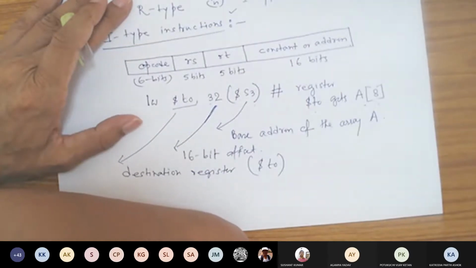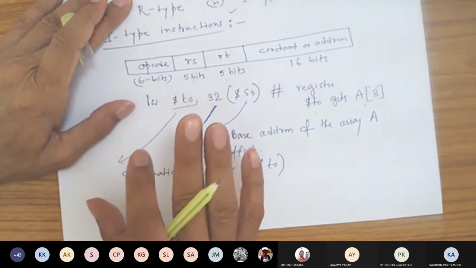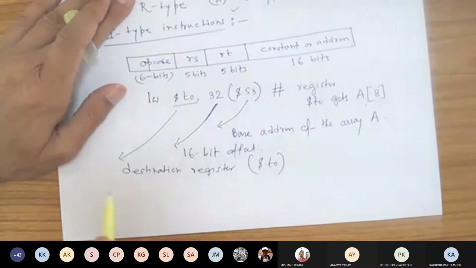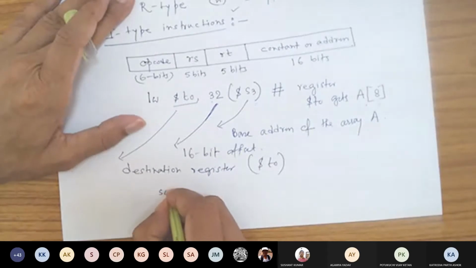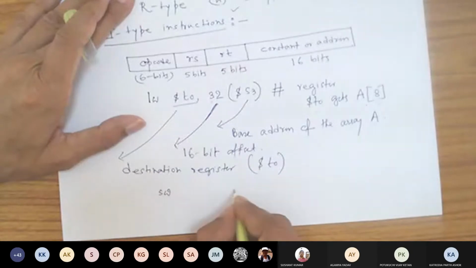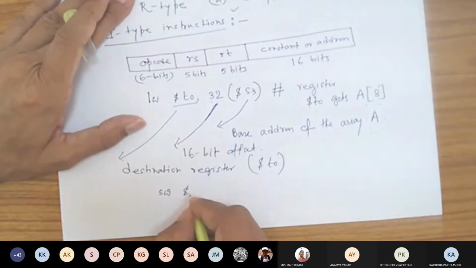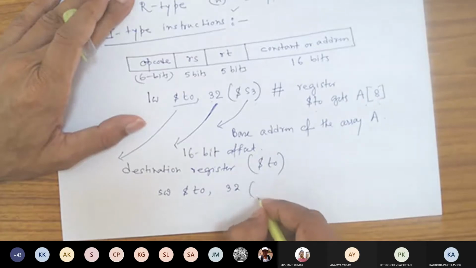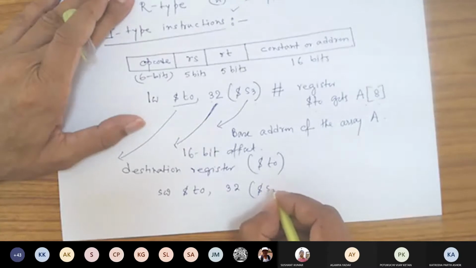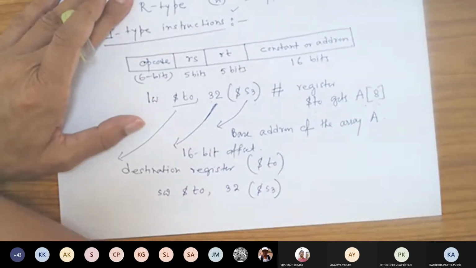So this is the immediate format for load. Similarly, we can do something for a store also. So store word, you can always write something like store word, and take any example. You can have $T0, say 32, then $S3.